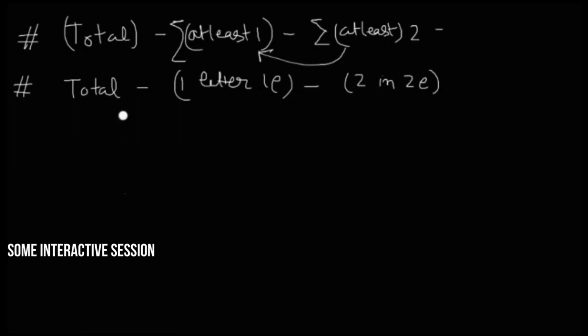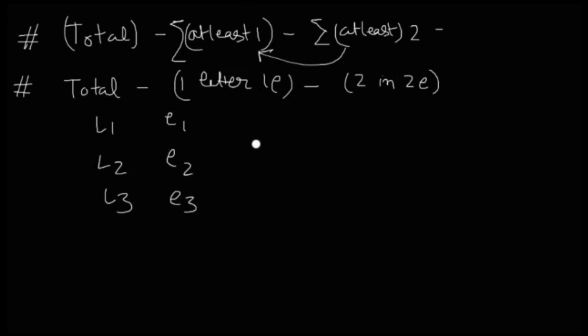Let's see. So you have L1, L2, and L3, and you have envelope 1, envelope 2, and envelope 3. Say the total will be n factorial, first of all. Now you want to say one letter in one envelope. So say, for example, L2 goes to E2. Then 1 goes to 3 and 3 goes to 1. This is one of the cases.